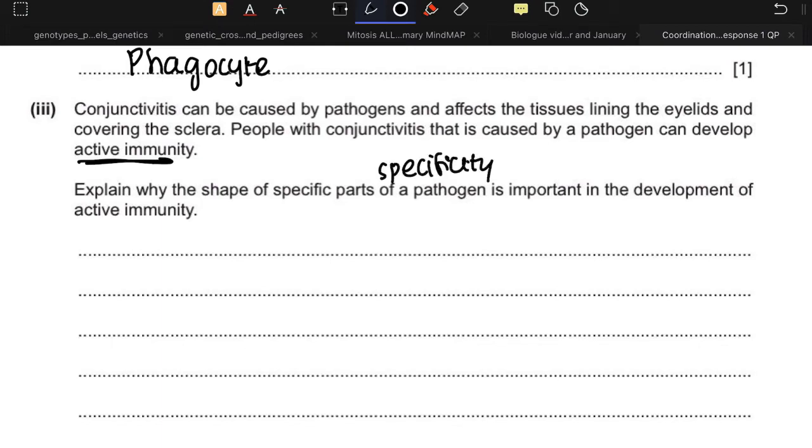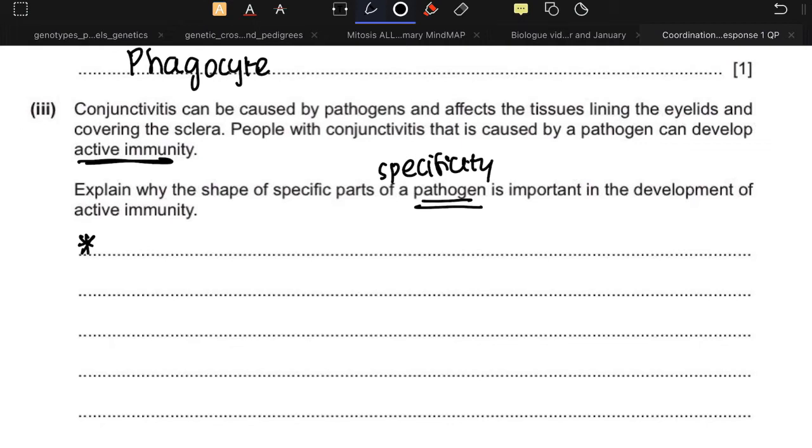Specificity, very important. So here the main thing is the shape of the pathogen. It's not asking you for the shape of the cells that are involved in the immune system, like the lymphocytes or the phagocytes. It's instead asking you for the shape of the pathogen.